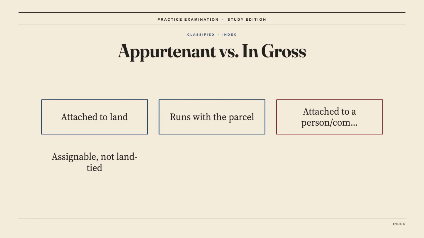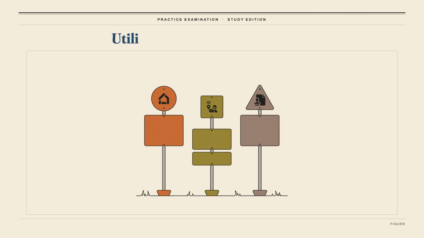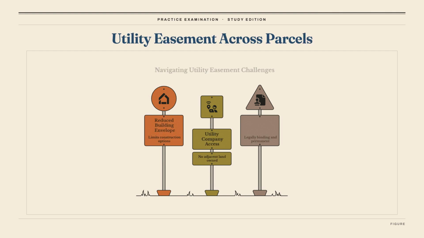It's assignable, so a utility can sell its distribution system and the easement transfers right along with it, binding future owners once recorded. This is where it surfaces in real transactions. A recorded utility easement shows up on the title commitment as an exception to coverage. A buyer learns that a strip of the land carries someone else's permanent right of access, shrinking the buildable envelope.